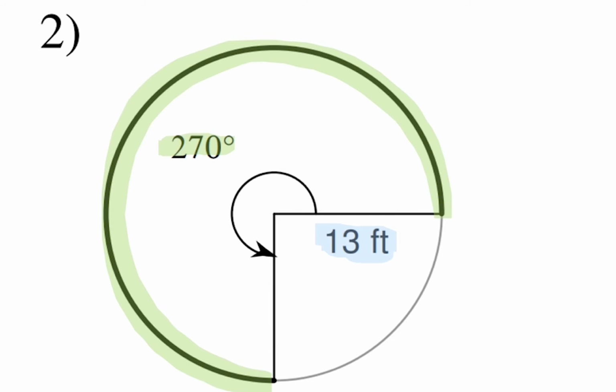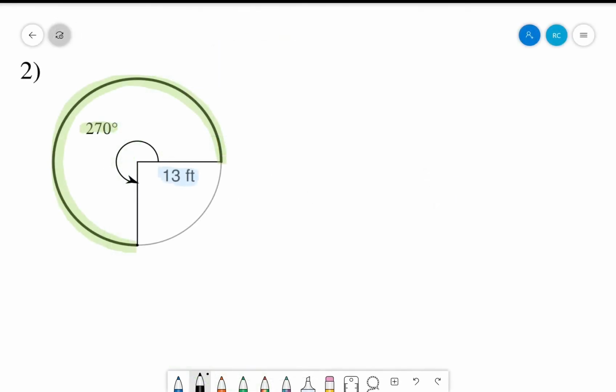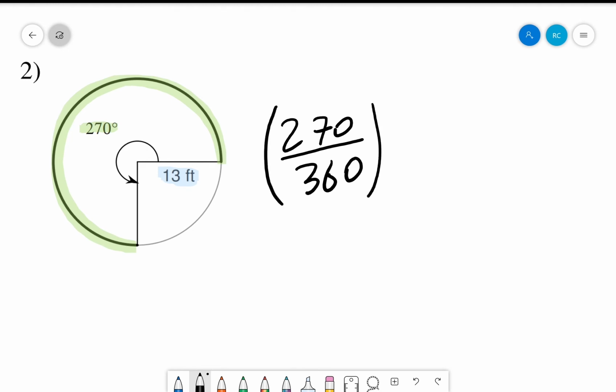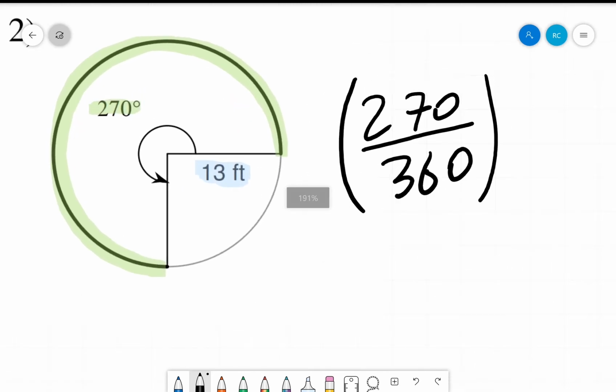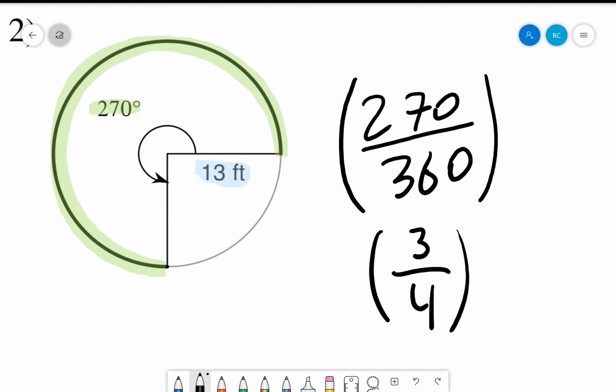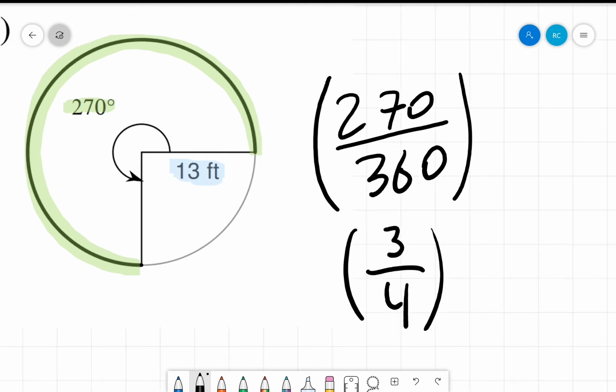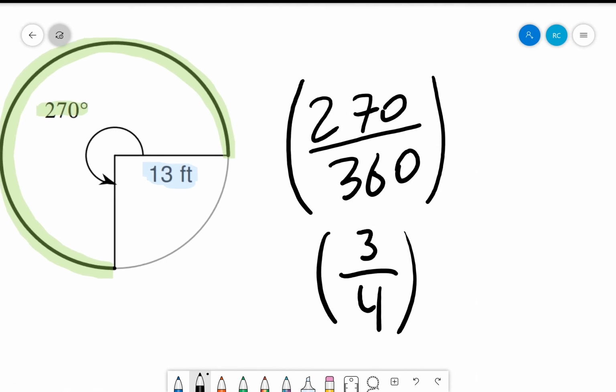Well, okay. Let's take a look. Now, normally I would go 270 over 360, right? But if you actually just look at the problem, if that's 270, then this other angle here is just 90. So that ends up being 3/4 of the circle. And again, if I was to reduce 270 over 360, I would get 3/4. So there's our ratio. We are looking for 3/4 of the circle.